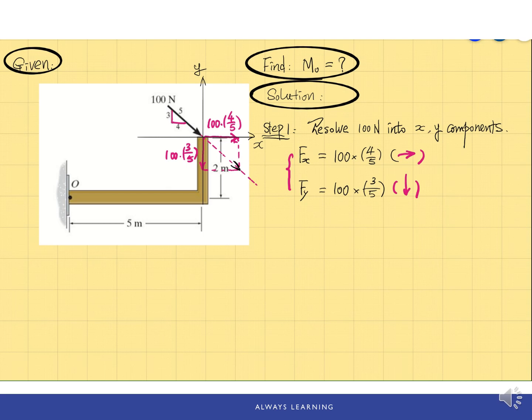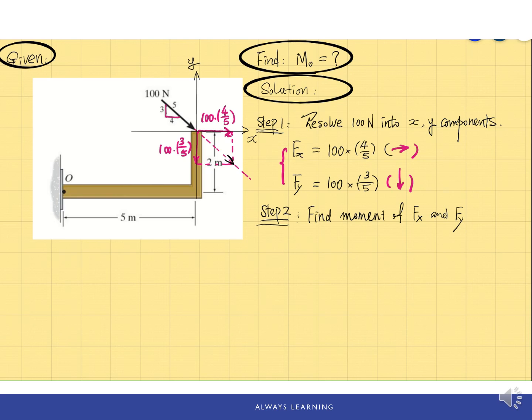So we can write down the result. At the same time, you can indicate the direction of both forces. Fx is pointing to the right, which is the positive x direction, and Fy is pointing down, which is the negative y direction. But here, since we're using the scalar formulation, we are using the magnitude of the force and the magnitude of the moment arm, so we do not include the direction in the formula.